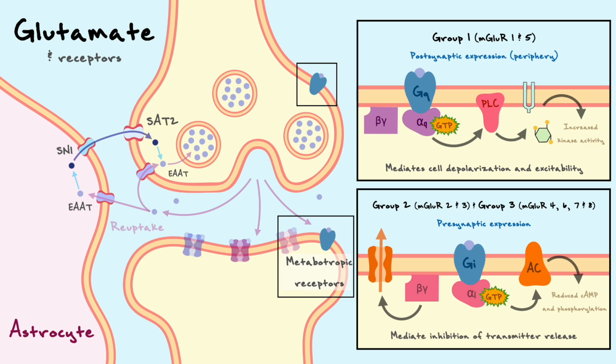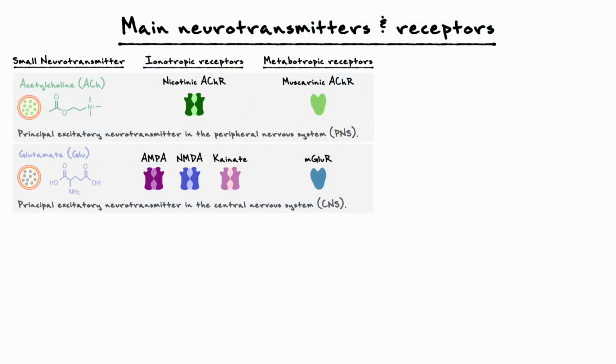As I said, there are a lot of other mechanisms and pathways that these receptors mediate, but this should suffice for our purposes. Alright, with glutamate now covered, we can move on to the next neurotransmitter.